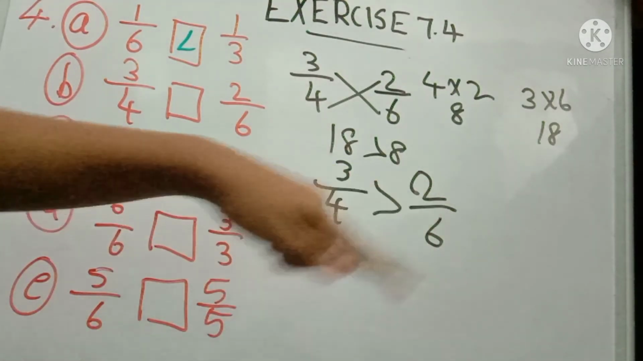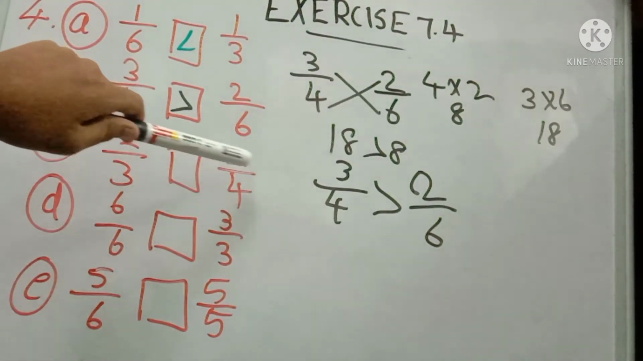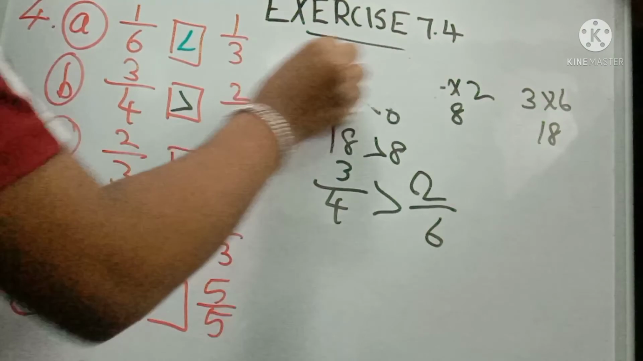3/4 is greater than 2/6. So it's like this. The appropriate sign here is like this. Okay, so next one is this is the method how to.